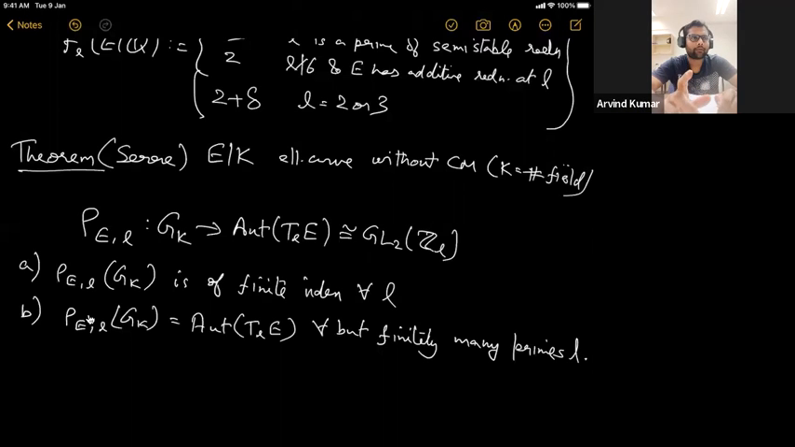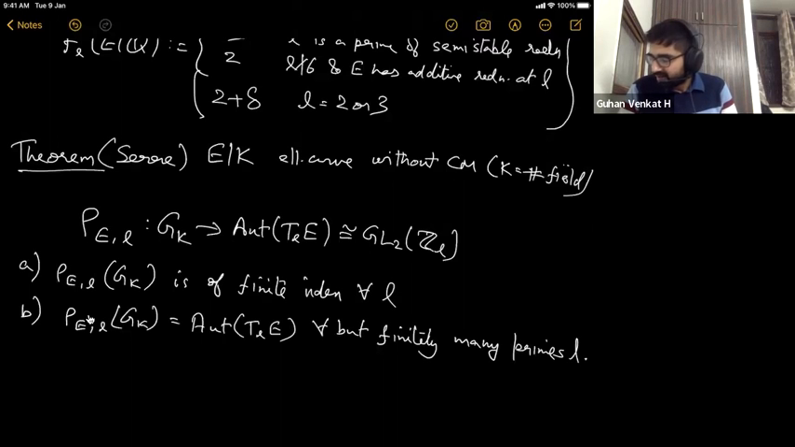I have a very naive question here. If you know the image of the mod l Galois representation, can we recover the image of the full Galois representation, I mean rho_{E,l}? Well, if you know it for all l^n, then yes, but from l alone, I don't know. Okay. Yeah, I don't know.